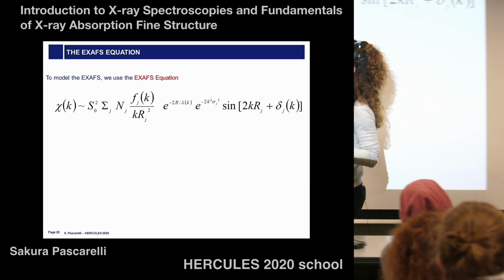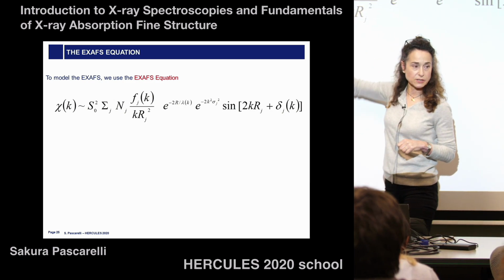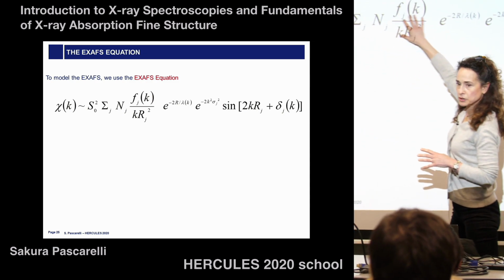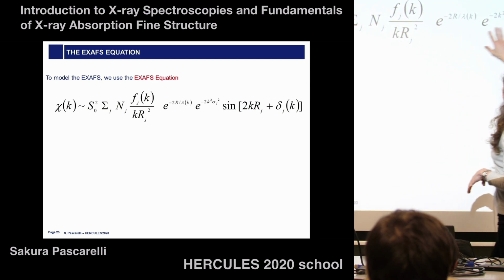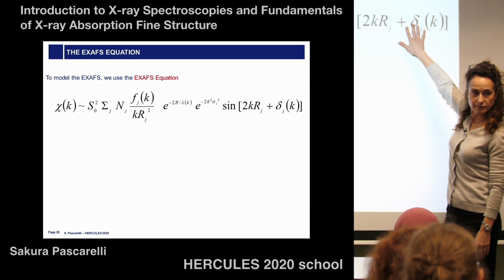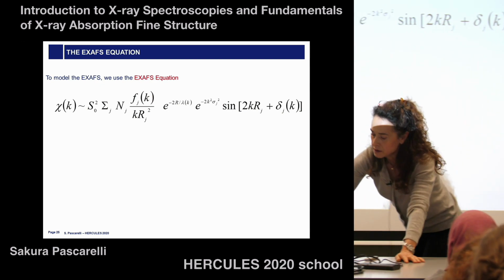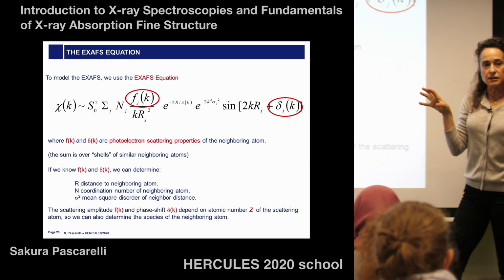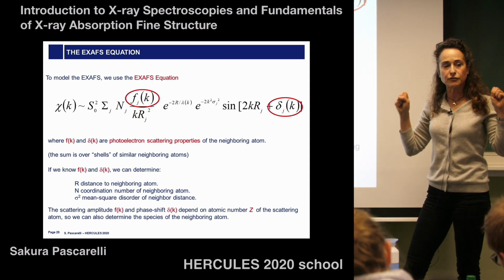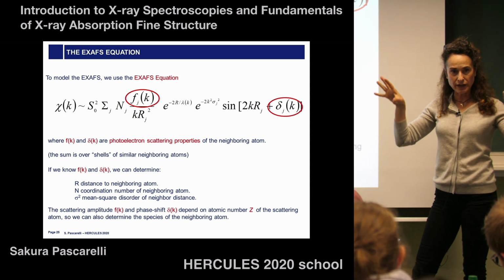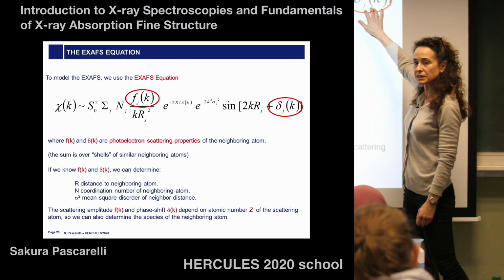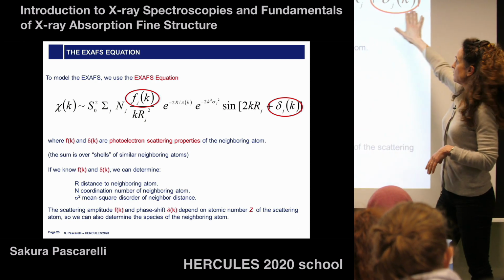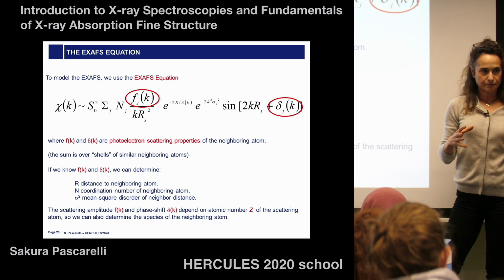So you see, first of all, there is a sum over j. These here are the chi j wavelets that we can write as an amplitude, A, times the sine of a phase. You have already seen this. So here we have the f of k and the delta of k. These are the functions that contain the information on the scatterer, on what is around your absorber. It's encrypted inside here, and these are functions of k. Actually, the delta and the f are the real part and the imaginary part of the same function.